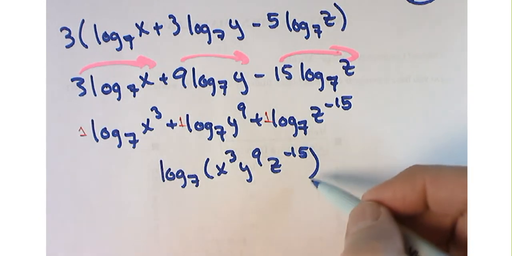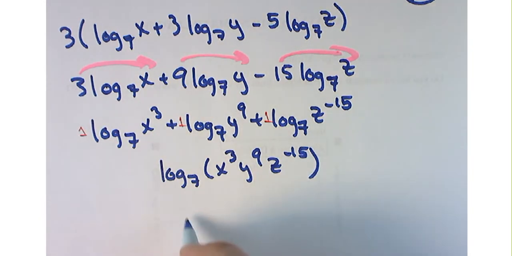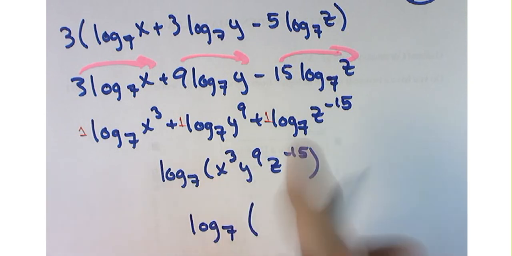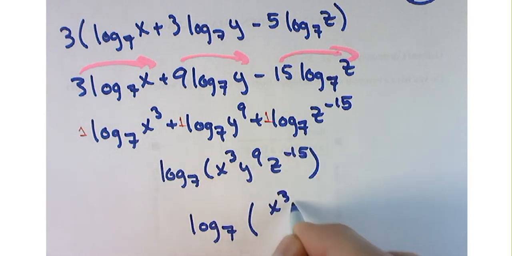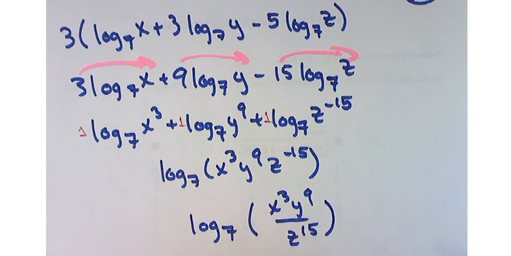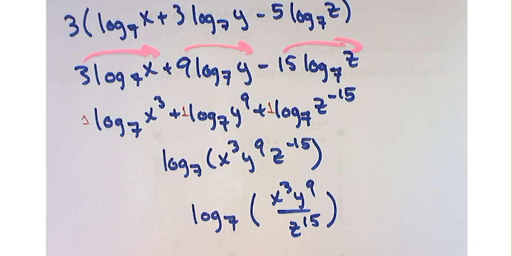And like the last one, I'm going to ask you to get rid of the negative exponent. So it'll be log base 7. These two stay in the numerator. X cubed, y to the 9th, over z to the 15th. Yay. A lot of variety in the way you do these things. You don't have to show me every last step, but I want to see some of your work there. Something that lets me know that you know what you're doing.